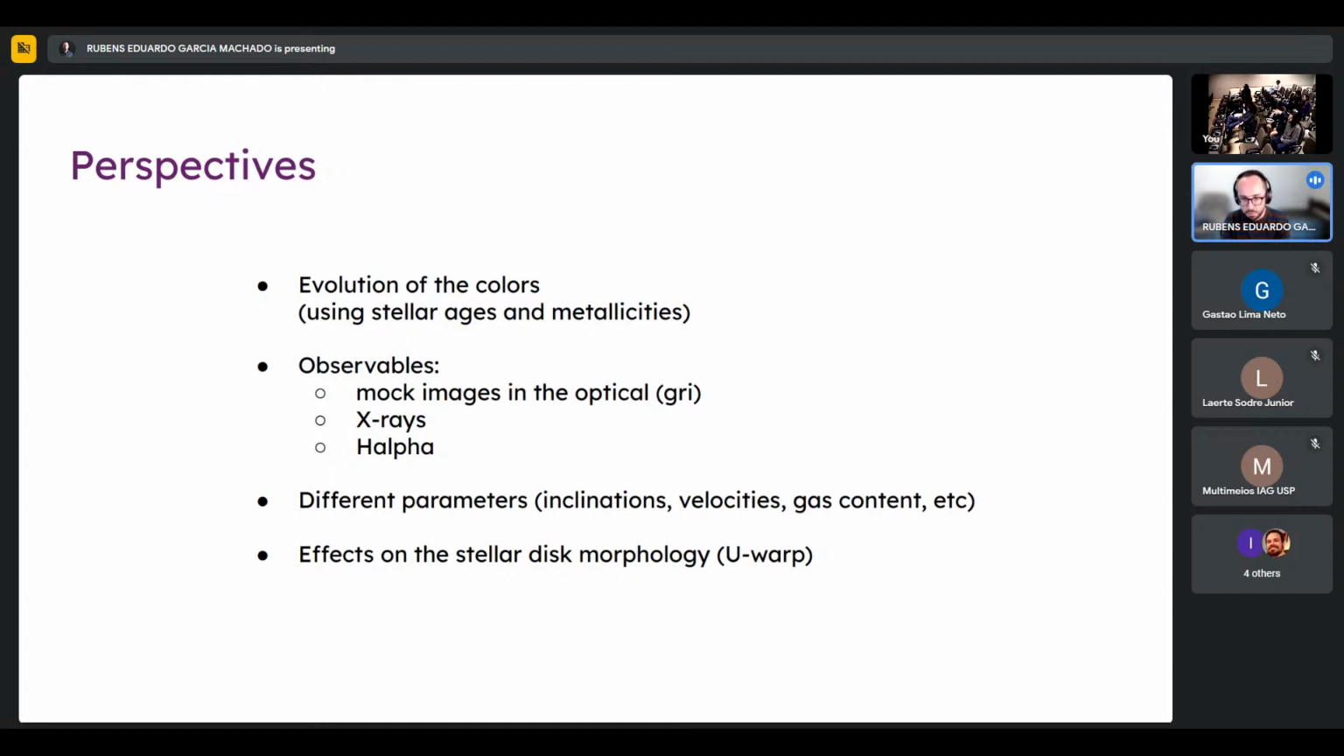And from the simulation point of view, we also need to try different parameters such as other inclinations, other velocities, different gas content in the initial conditions. And another curious thing that I would like to explore at some moment is the consequences of ram pressure stripping, not only on the gas, but on the morphology of the stellar disk. Apparently, it may lead to warped disks in a rather unexpected morphology.